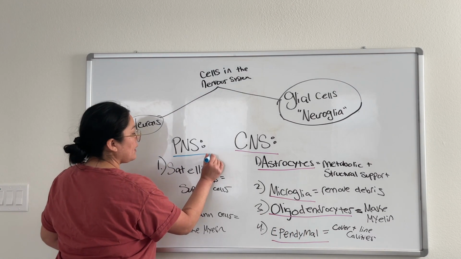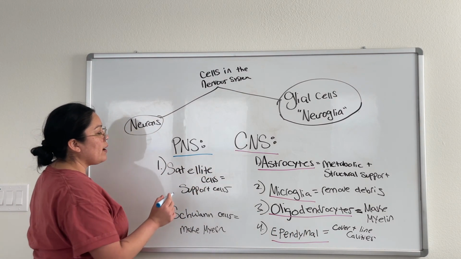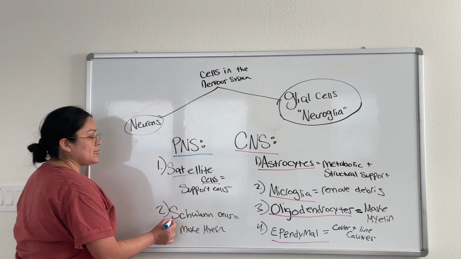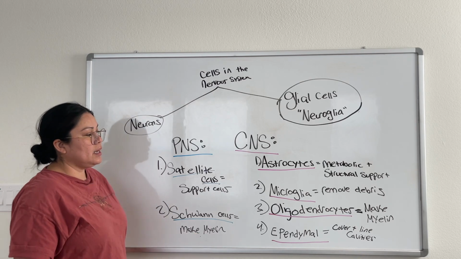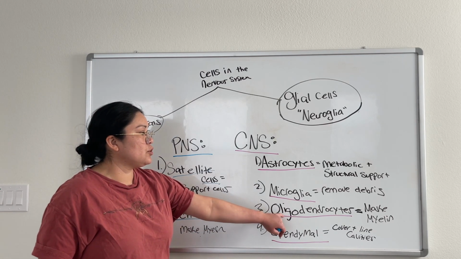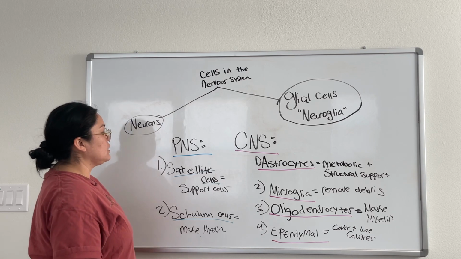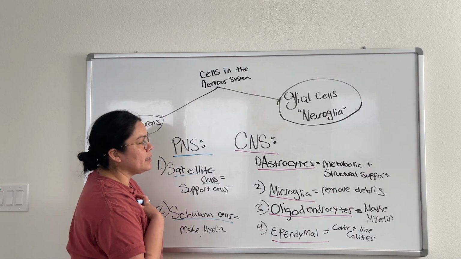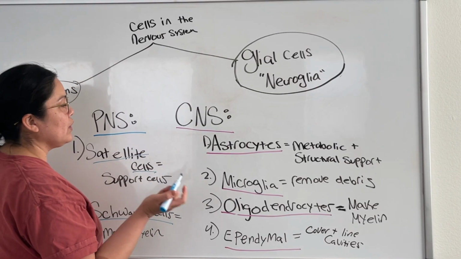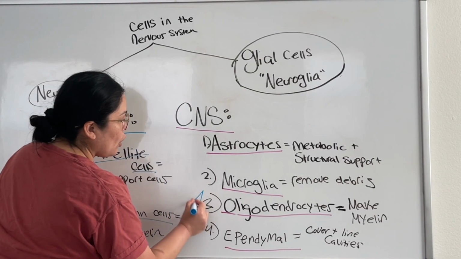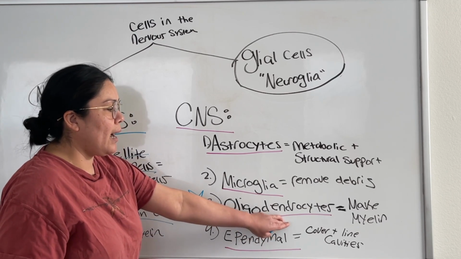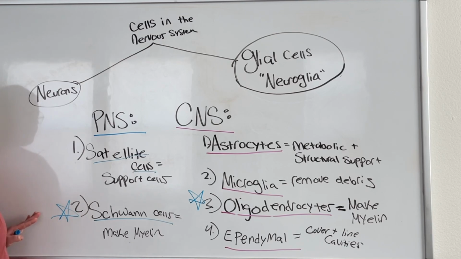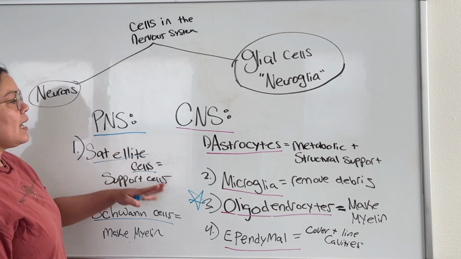In your PNS, peripheral nervous system, you have satellite cells, which are support cells, and you have Schwann cells that make your myelin. Instead of the oligodendrocytes, you have Schwann cells. Now, I know this is a lot to remember. In my opinion, there are 4 that are really important to remember. First, oligodendrocytes: you have to know that they make myelin in the CNS. And Schwann cells: you absolutely have to know that they make myelin in your PNS.